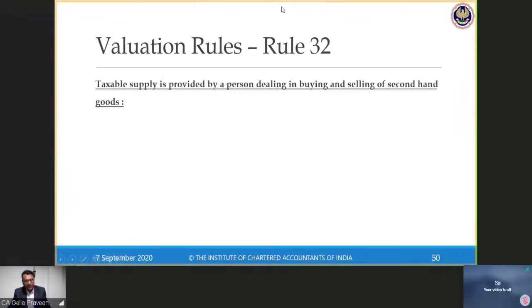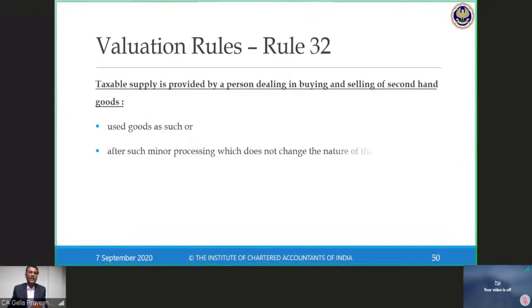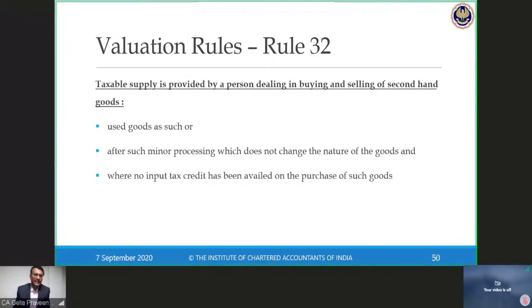Coming back to my rule 32, which deals with the valuation of motor vehicles, it says first and foremost, it is applicable for used goods as such, or after such minor processing which does not change the nature of goods. Starting point is used goods. It is not brand new. It is a used vehicle. If I am a dealer dealing with used goods, then rule 32 comes into picture, where no input tax credit has been availed on the purchase of the goods. 90%, 95% who come into your showroom are walk-in customers. They are not registered under GST, unlike the corporate scenario.